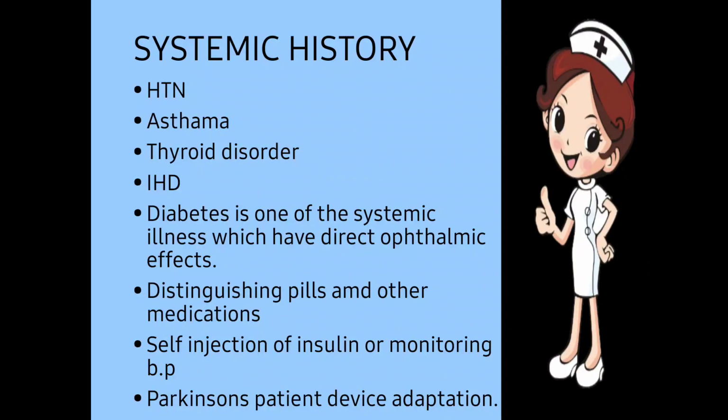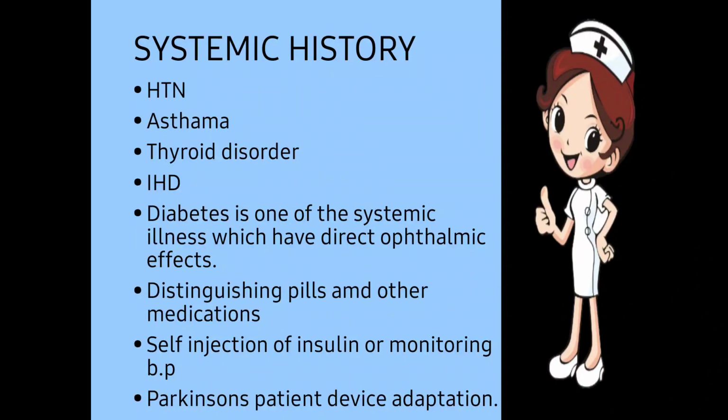Distinguishing pills and other medications. Now, if the patient has any kind of systemic illness, such as diabetes, then we are supposed to ask the low vision patient whether he or she can distinguish the pills and other medications or not. If he or she is on insulin injection, can he or she take the injection or monitor the BP or not?